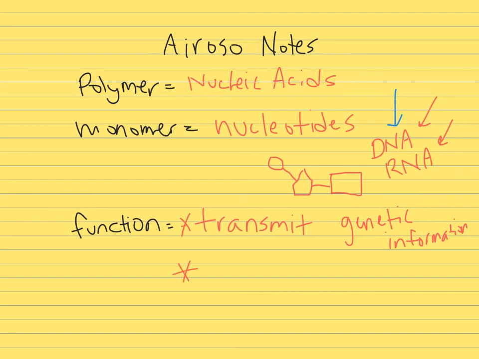And their other function: the way you get these traits, your eye color, is because DNA has the code for making specific proteins. And it is those proteins that your body makes from the code in DNA which gives you all of your traits. All right, thank you very much for listening, and I'll talk to you next time.